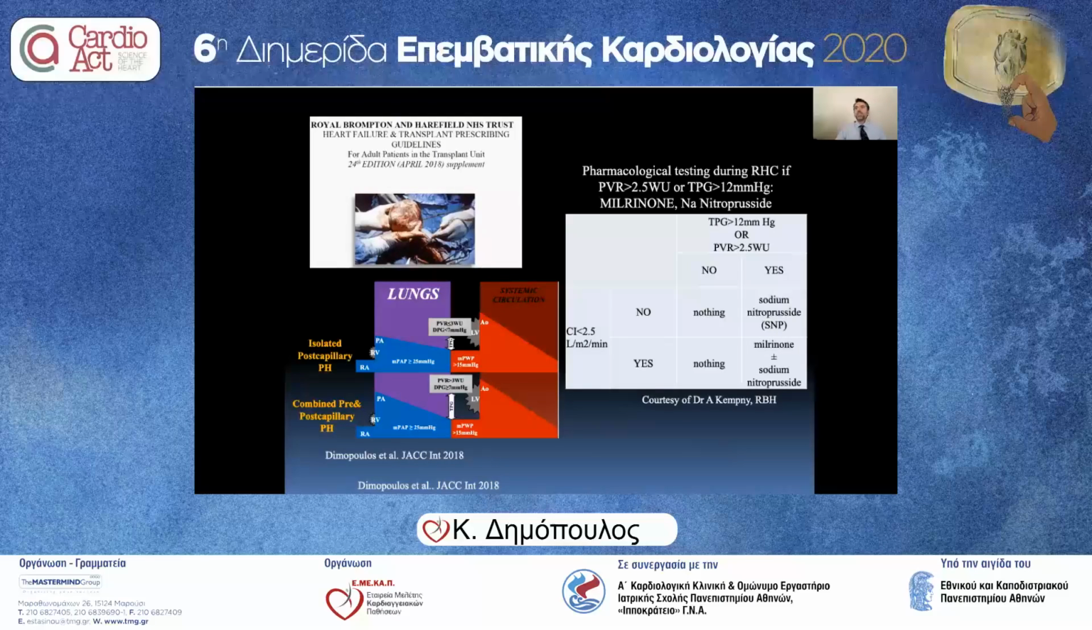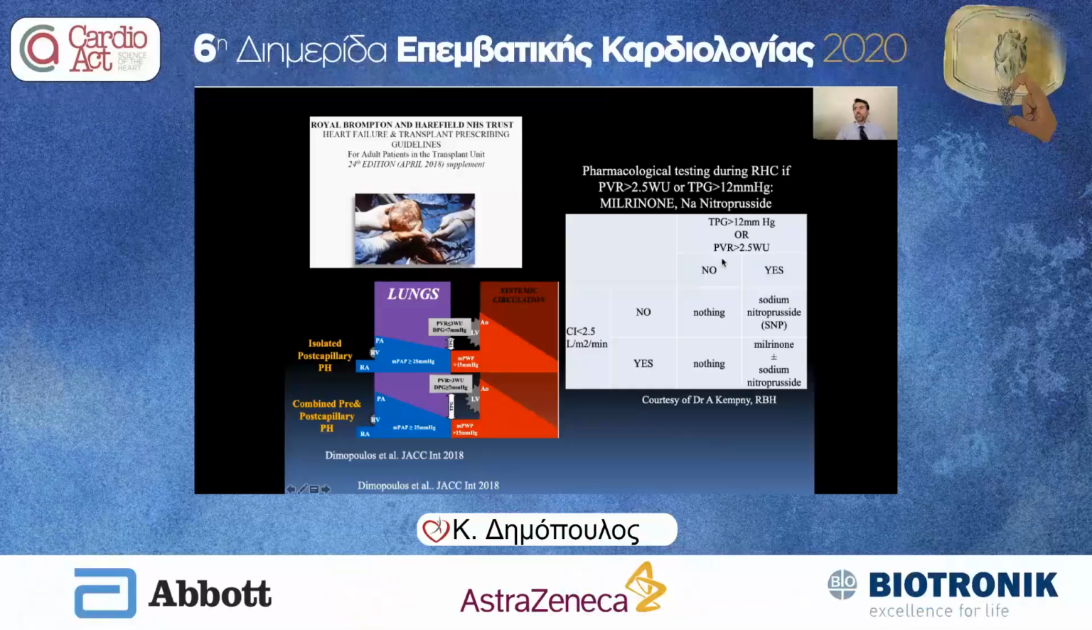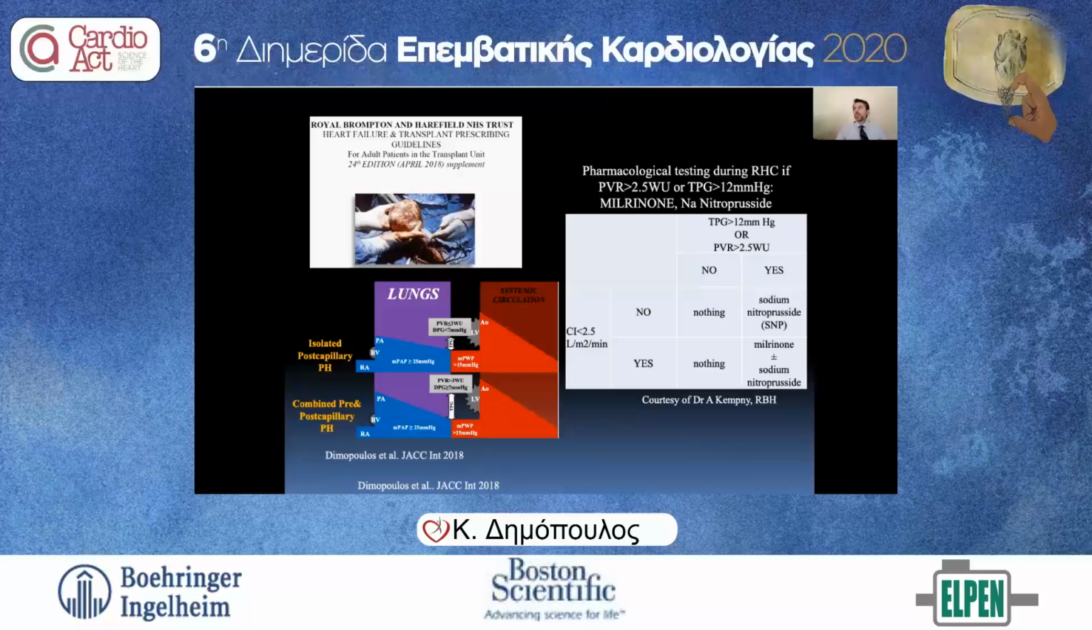When you think about transplanting a patient, heart transplant I'm talking about, a patient with heart failure or congenital heart disease, you want to know what your transpulmonary gradient and pulmonary vascular resistance are, because you want to know whether you can transplant the heart only, or you need to do a heart-lung transplant, which is more difficult with availability of donors, and of course the outcomes long-term are not the same.